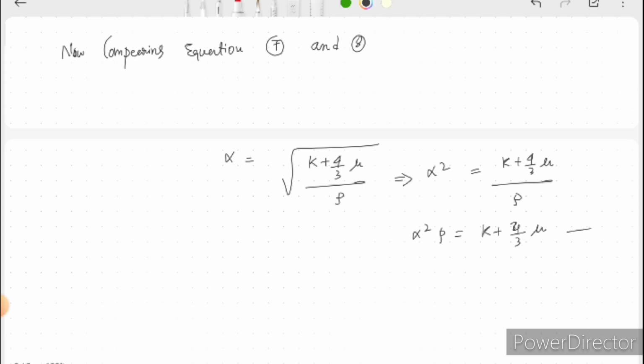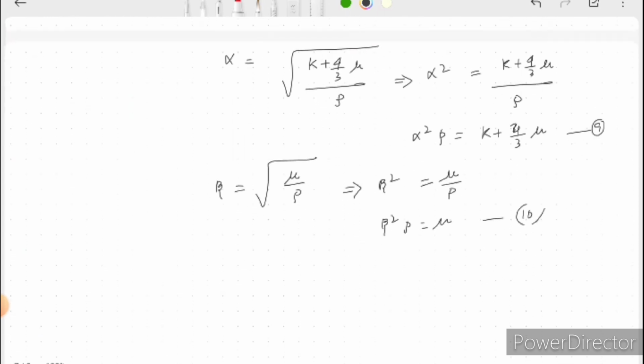Okay, this is equation number 9, and also beta equals root of mu upon rho. So beta square equals mu upon rho. So beta square into rho equals mu. That is equation number 10.